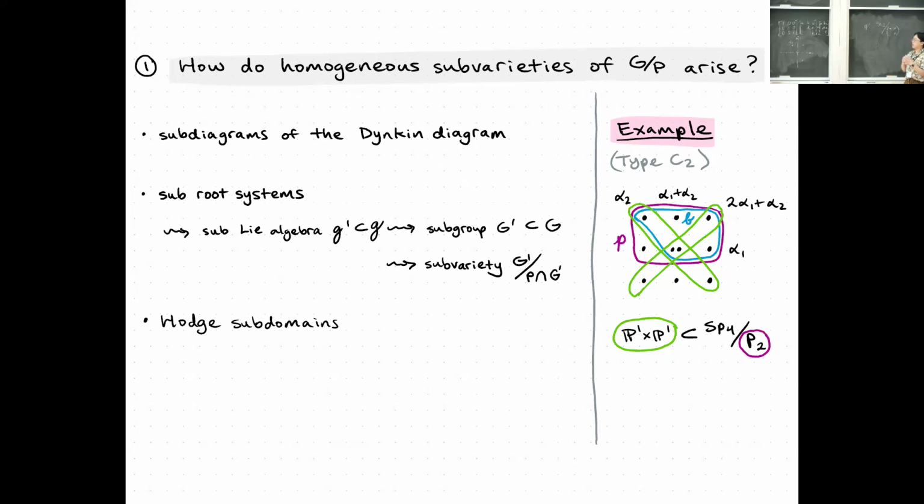This does get more difficult as your root systems get bigger, but the idea is that inside the root system of your big G, you can look for a smaller subroot system. Once you do, the subroot system gives you a sub-Lie algebra, which then corresponds to a subgroup of your original G, which then gives you a subvariety if you intersect with the original P. Okay, so this is one way to get homogeneous subvarieties.